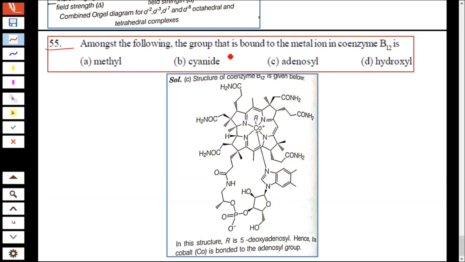Question number 55. Among the following, the group that is bound to the metal ion in the coenzyme of cobalt, vitamin B12, is the adenosyl compound. This part R is the 5-deoxyadenosyl compound. Hence the cobalt is bonded to this adenosyl group. C is the correct answer.